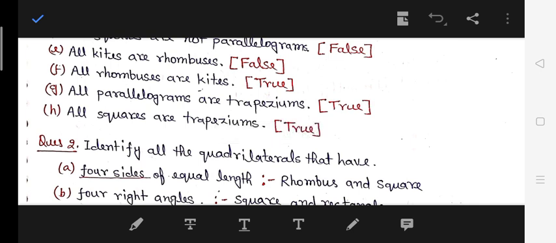Yeah, you can say that if both pairs are parallel, that will also be a trapezium. It means all parallelograms are trapezium. Next, it is given that all squares are trapezium.